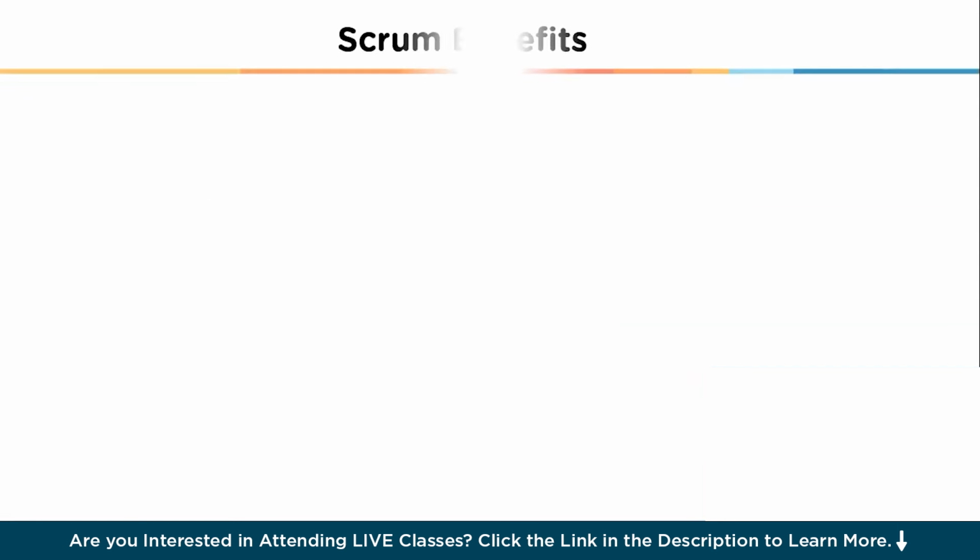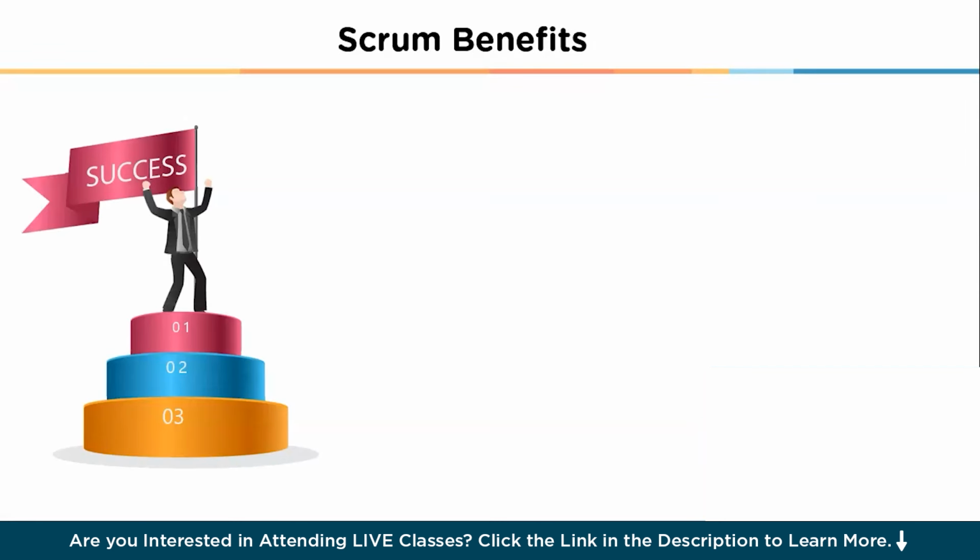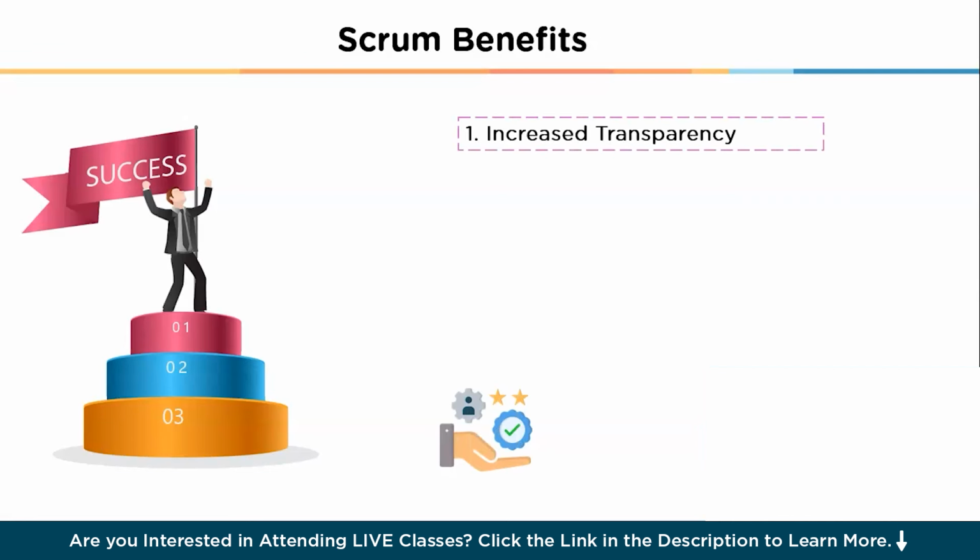So guys, Scrum offers several significant benefits that can transform how teams work and deliver value. Here are some of the key advantages. The first one that we have over here is increased transparency. Scrum promotes transparency through its regular events and clear artifacts. The daily Scrum, sprint review, and sprint retrospective ensure that everyone is aware of the team's progress, challenges, and successes. This transparency helps build trust among the team members and stakeholders, fostering a collaborative and open working environment.